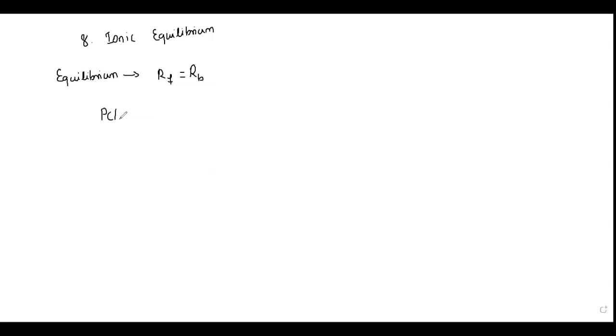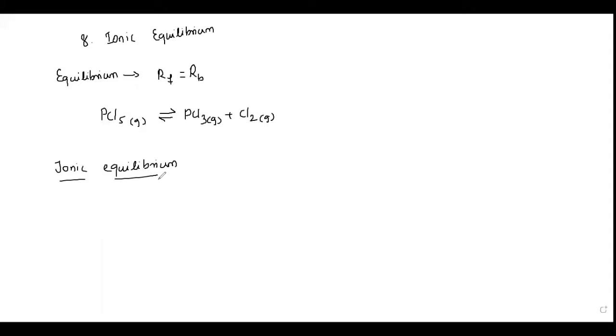When PCl5 in gaseous state dissociates, it gives PCl3 and Cl2. So this is known as molecular equilibrium. In the 11th standard we studied equilibrium existing between molecules. Okay, so now ionic equilibrium. What is meant by ionic equilibrium? Molecular equilibrium is equilibrium existing between the molecules.